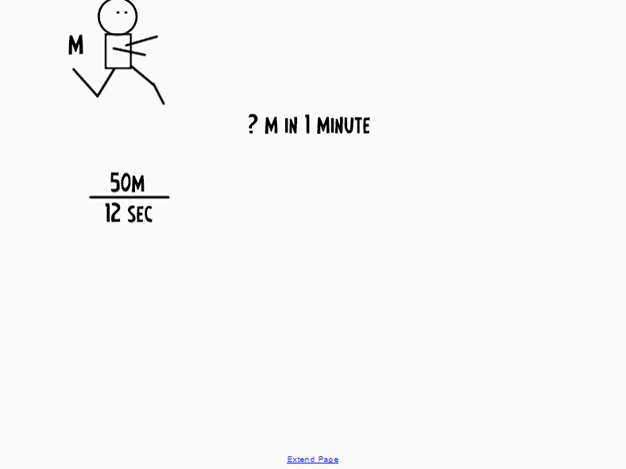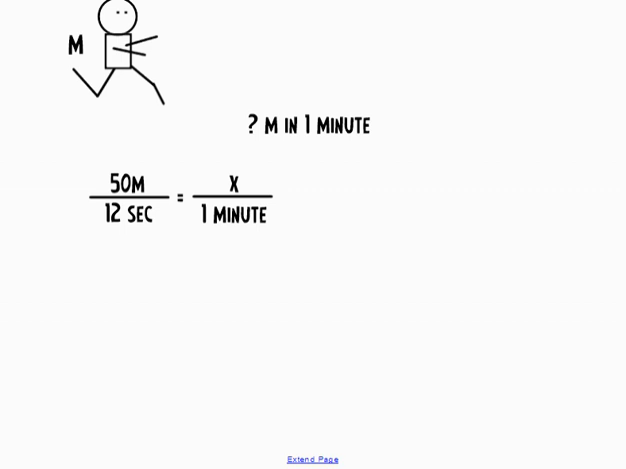Now, if he ran 50 meters in 12 seconds, we need to set it up as a proportion of rates. If he ran at that constant rate of speed, how many meters would he run in 1 minute? Of course, 1 minute can also be thought of as 60 seconds, which is more appropriate, because if we have seconds as the bottom term in our first rate and minutes as the bottom term in our second rate, it's a little bit confusing.